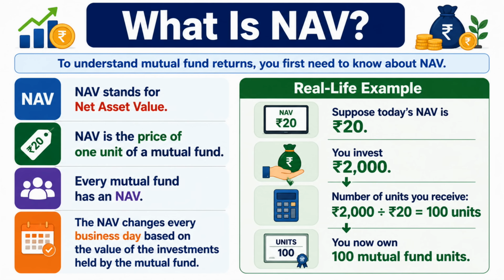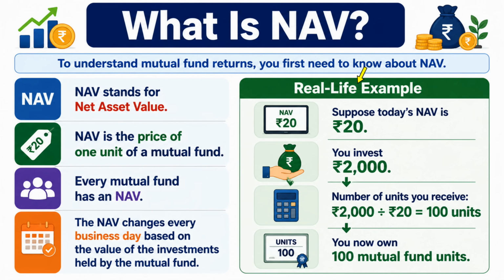What is NAV? To understand mutual fund returns, you first need to know about NAV. NAV stands for net asset value. NAV is the price of 1 unit of a mutual fund. Every mutual fund has a NAV. The NAV changes every business day based on the value of the investments held by the mutual fund.